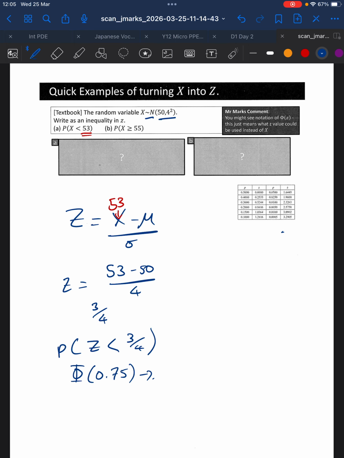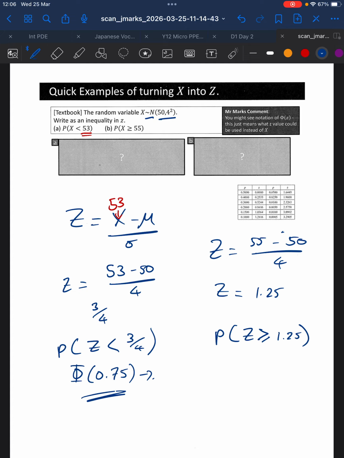Okay, 55. So how do we do 55? So again, we would do 55 minus 50 over 4, which is 1.25. So it's the probability that z is greater than or equal to 1.25. Okay. If we wanted to use this notation, there is a way of doing it, but quite frankly, I'm not sure that we really need to go over that again. All right, so that's how you could do it. That's how you could write it in the alternative notation.